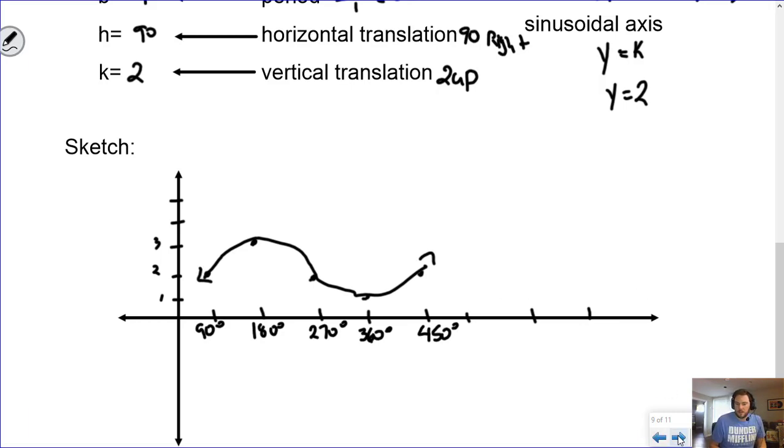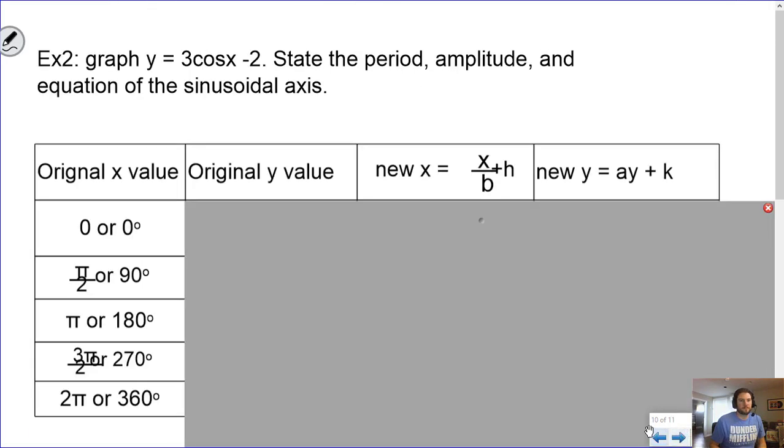Okay, so let's try another one. So maybe at this point you might want to consider pausing the video and trying this one yourself and then checking the answers. But once you're ready, restart it and we'll go through this together.